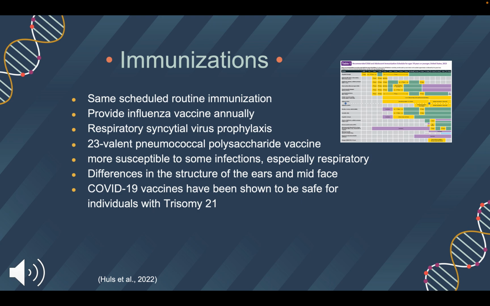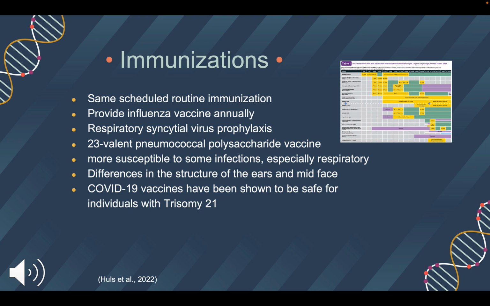Children with trisomy 21 receive the same scheduled routine immunizations. However, it's important to provide the influenza vaccine annually. Respiratory syncytial virus prophylaxis may be considered for children less than 2 years who have concurring qualifying conditions. Children with chronic cardiac or pulmonary disease should be given the 23-valent pneumococcal polysaccharide vaccine at 2 years of age or older.